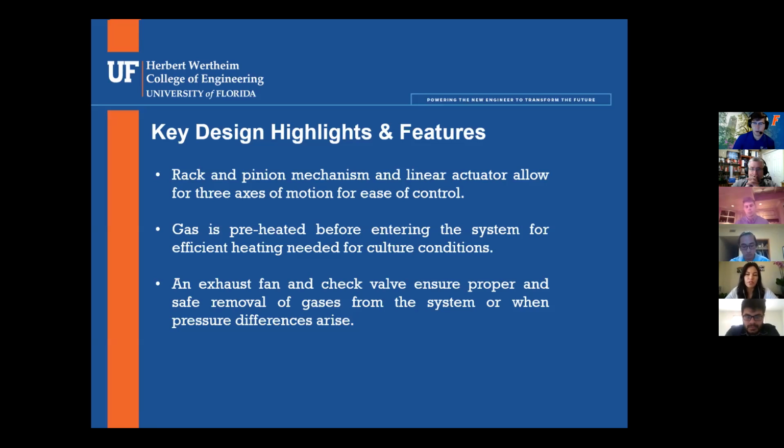Also, to account for addition of gases into the system, which increases the pressure, and for the removal of effluent gases, which is a customer need, an exhaust fan and check valve ensure proper and safe removal of these fluids from the system. And the check valve is a safety measure for when the pressure becomes too large. It's a redundant feature in case the exhaust fan fails to exhaust gas and reduce pressure.